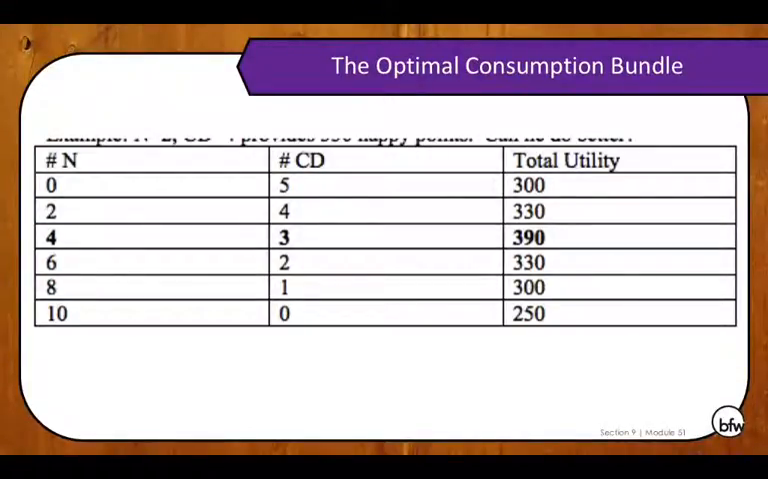So, for example, we could look at a combination of 2 notebooks and 4 CDs. That provides him with 330 happy points. But can he do better? Yes. If we look at this graph, if he consumes 4 notebooks and 3 CDs, that gives him the maximum total utility. He gets 390 happy points from doing so. And that is a greater number of happy points than any other combination on the graph, given his budget line.